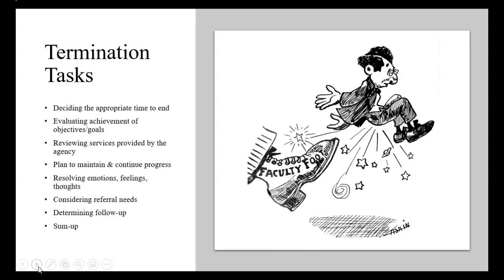Instead of it being this harsh, abrupt, adverse activity, this is a collaborative effort that's even discussed at the very beginning when you're contracting with your client. They know the capacity of your services and how long the services are going to be, and then when the time comes, it's not this kick in the butt for clients. This is not what it looks like for us as social workers in generalist practice. We're deciding the appropriate time to end, and this is an agreement with the client done at the start of services. It's an evaluation of achievement of objectives and goals.